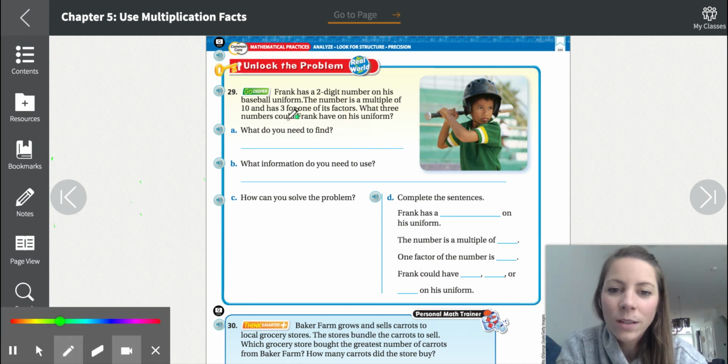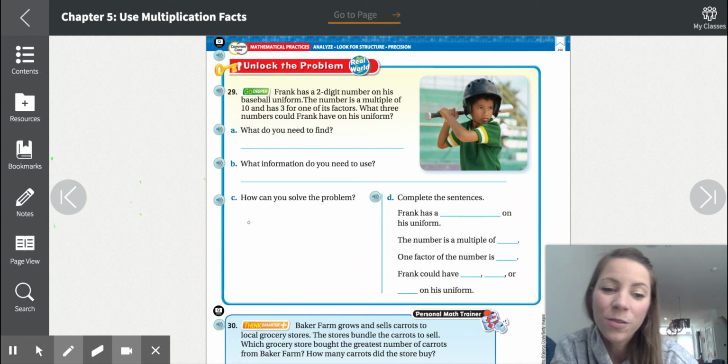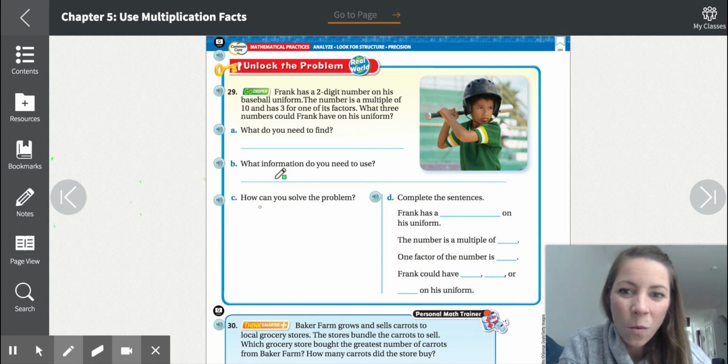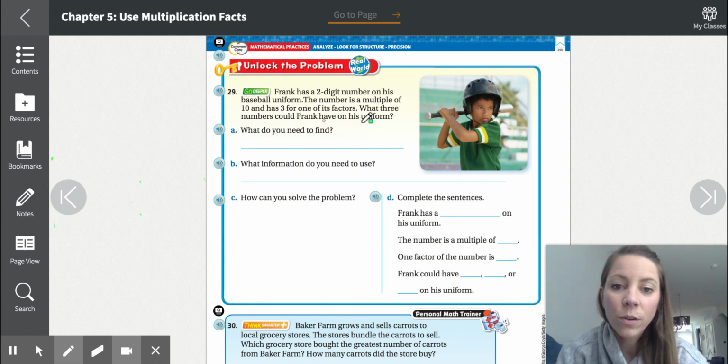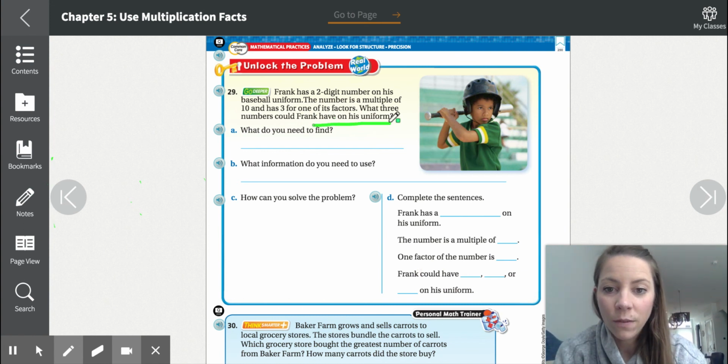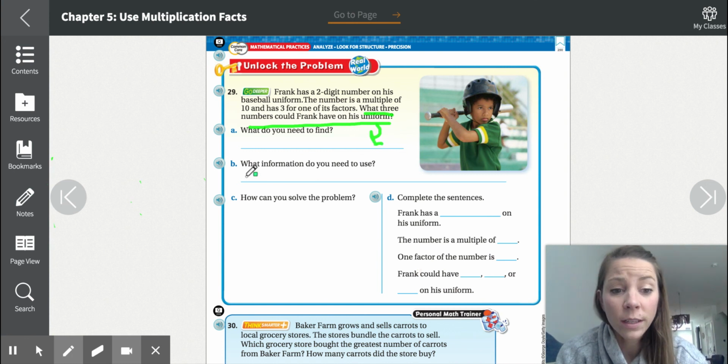All right, so it says Frank has a 2-digit number on his baseball uniform. The number is a multiple of 10 and has 3 for one of its factors. What 3 numbers could Frank have on his uniform? Okay, so first, what do we need to find? We need to find 3 different numbers that could be on the back of his uniform. Okay, so you should have this written right here. What information do you need to use? Let's put our clues down.